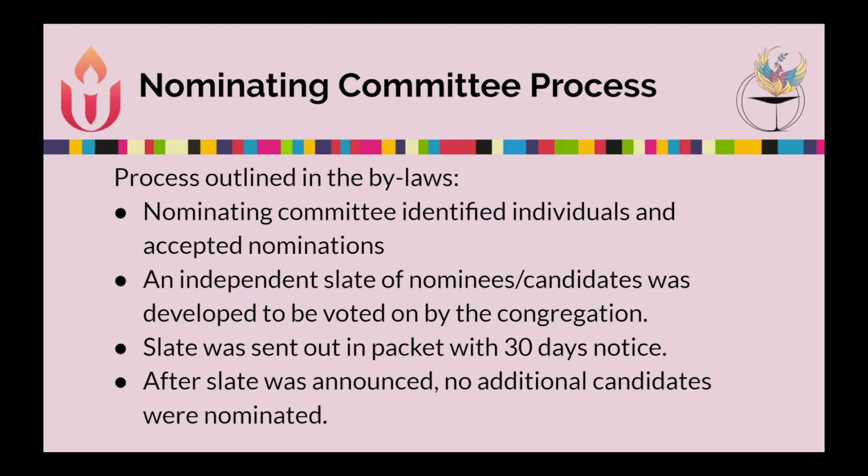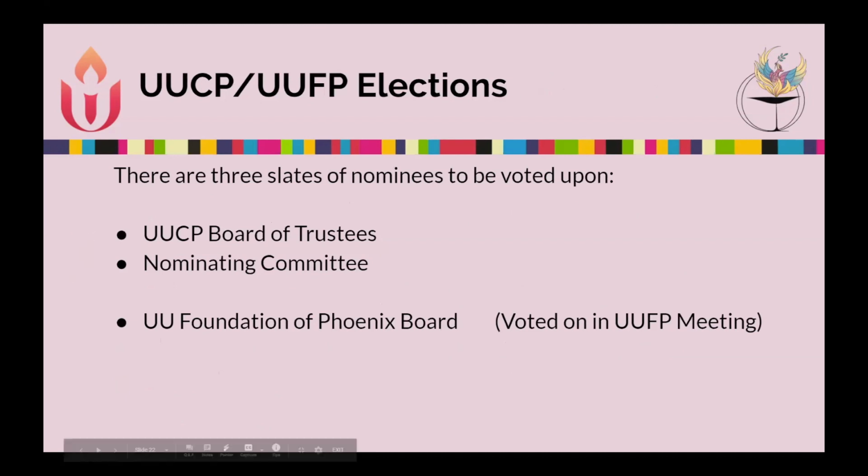We also sent a slate of candidates in a packet with you 30 days prior. That's part of our bylaws. After the slate was announced, no additional candidates were nominated. Stephanie, could you move the slide forward, please? All right, so the three groups that we created nominees and candidates for are the UUC Board of Trustees, the Nominating Committee, and the UU Foundation of Phoenix Board. So we had 3 entities to deal with.